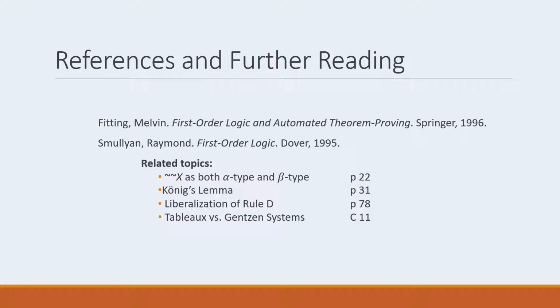Much of the information I presented today comes directly from Raymond Smullyan's First Order Logic. I use the 1995 Dover edition. Here are the page numbers in there for some of the things that I touched on today that we didn't get to explore more in depth. And he also has a chapter on Tableau versus Gentzen systems, their equivalents, a little bit on block Tableau, and the similarities there. That's in chapter 11.